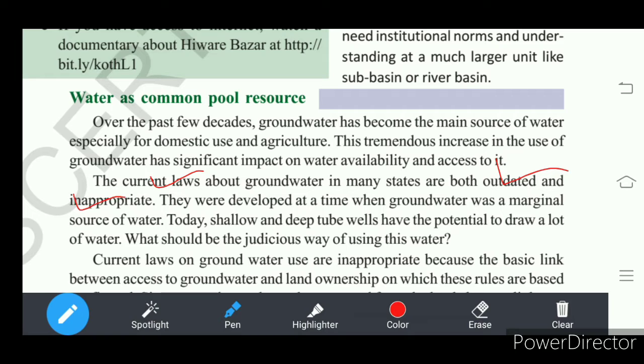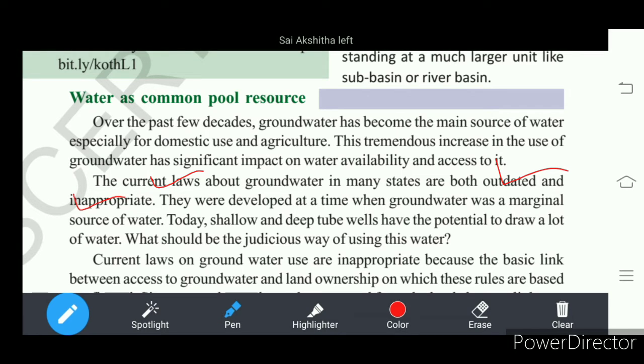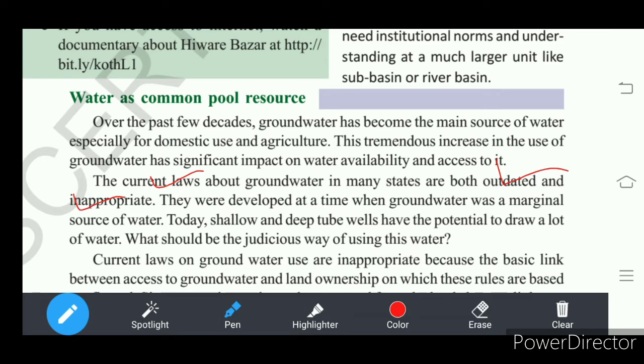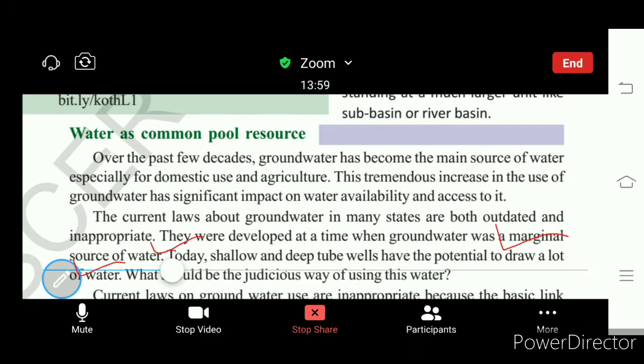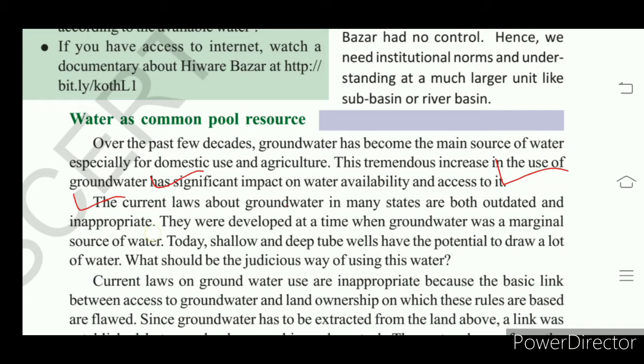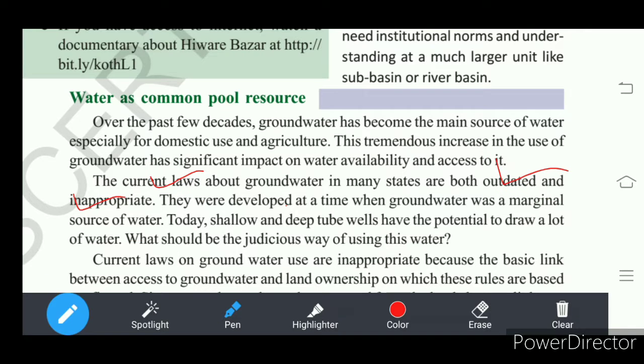According to the present situation, these laws which were made on the usage of groundwater a few decades ago turn out to be inappropriate. At that time, that means a few decades ago, certain laws were made on groundwater that were correct in those days. But today they are inappropriate and outdated, and do not suit the usage of groundwater. Understand? So, dear students, the laws relating to groundwater are not correct at present.